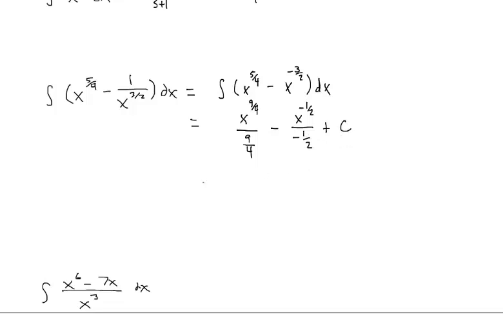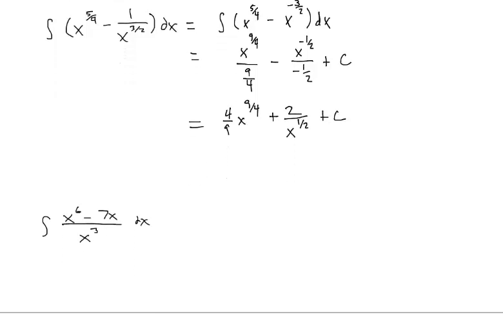And now I want to simplify this. So remember, when you divide by a fraction, you multiply by the reciprocal. So I'm going to flip this fraction and put it in the numerator. So I'm going to have 4/9 x to the 9/4. And then we have negative and a negative, so now we're positive 2. And we have x to the negative 1/2, so I'm going to put it in positive in the denominator, plus our constant of integration.